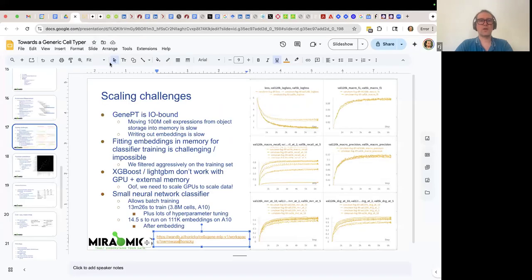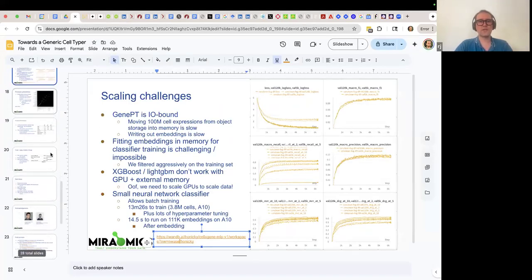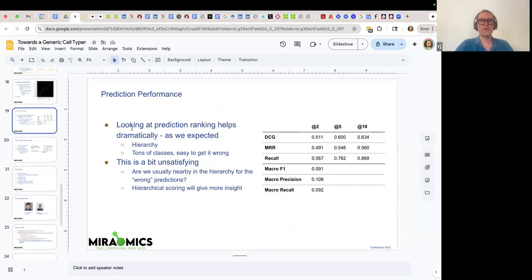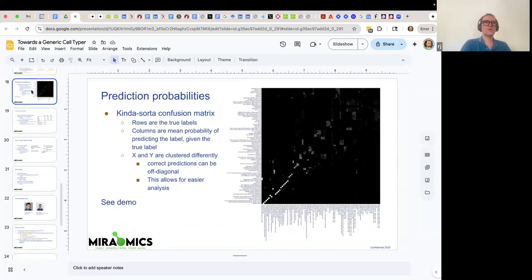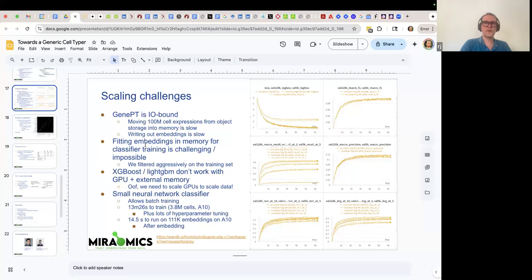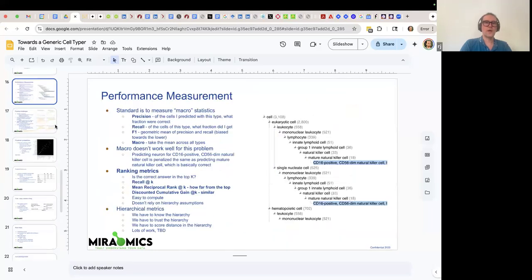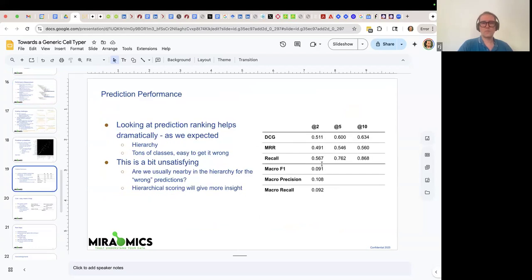I'll stay on for a few minutes after and answer questions, but I wanted to answer the question about the metric. So we developed the metric that we use. Let's see, it's written out somewhere here. Yeah, here. The metric that we used: if you look at the macro metrics, like the standard macro F1 score, they're total garbage. The F1 score here is 9%, right?